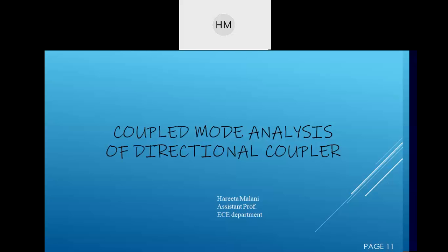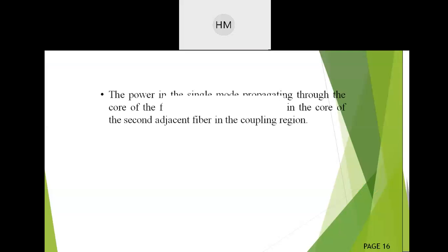What is coupled mode analysis of directional coupler? It is a parameter which shows you the coupling ratio. How much power can propagate? How much is coupled ratio, which is very important for the transmission point of view. So the power in the single mode propagating through the core of the first fiber will couple to that in the core of the second adjacent fiber in the coupling region.